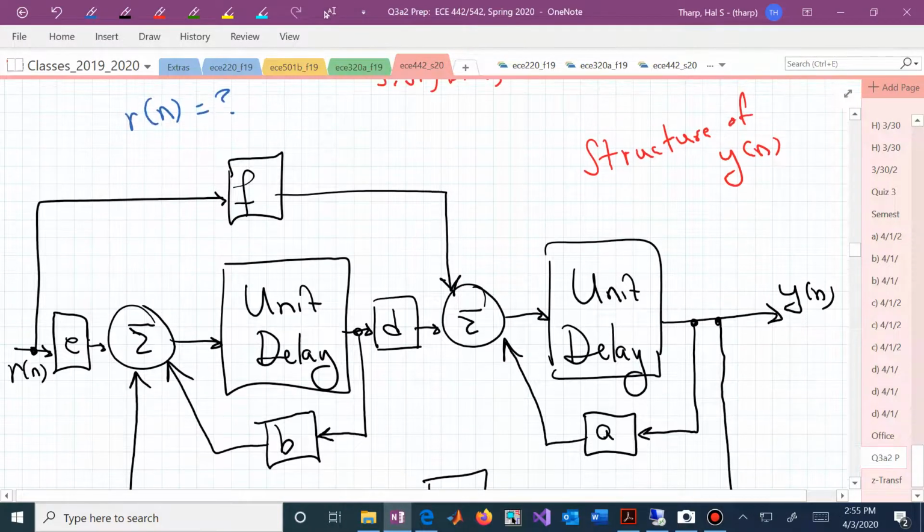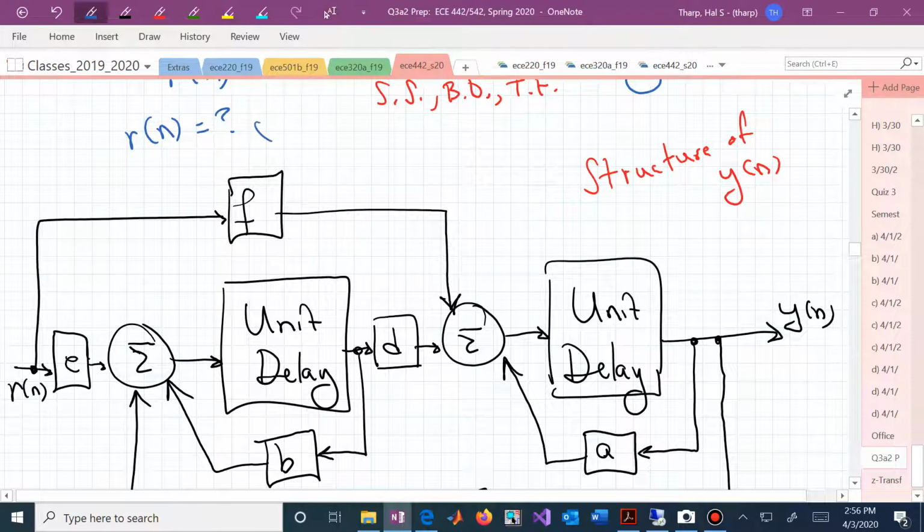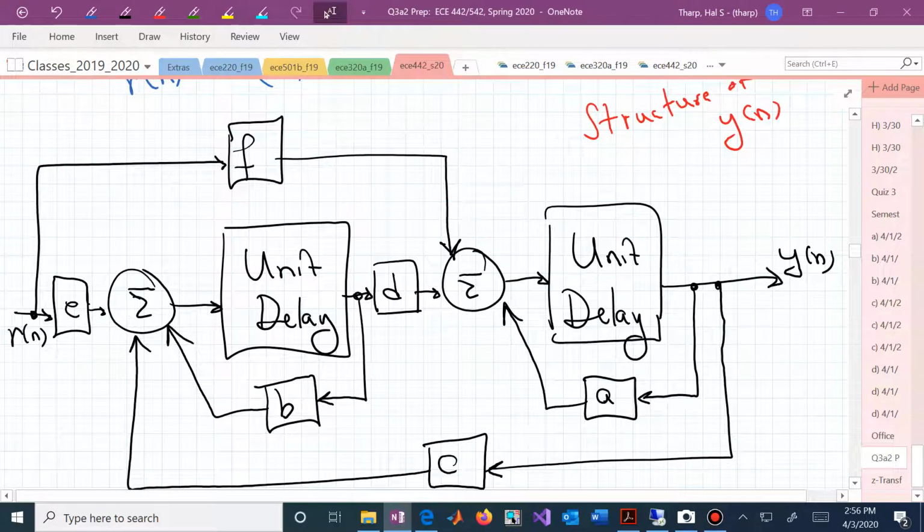Here, we're looking for the structure of y of n. Let's just assume we know what r of n is. That might be, let's say, 1/2 to the n. Now we know that that's going to be a piece in the structure of y of n, but what's the structure of y of n that is associated with this system and its dynamics? Well, we can determine that if we find a state space representation, and we can do that by labeling the outputs of our delay blocks as state variable components.